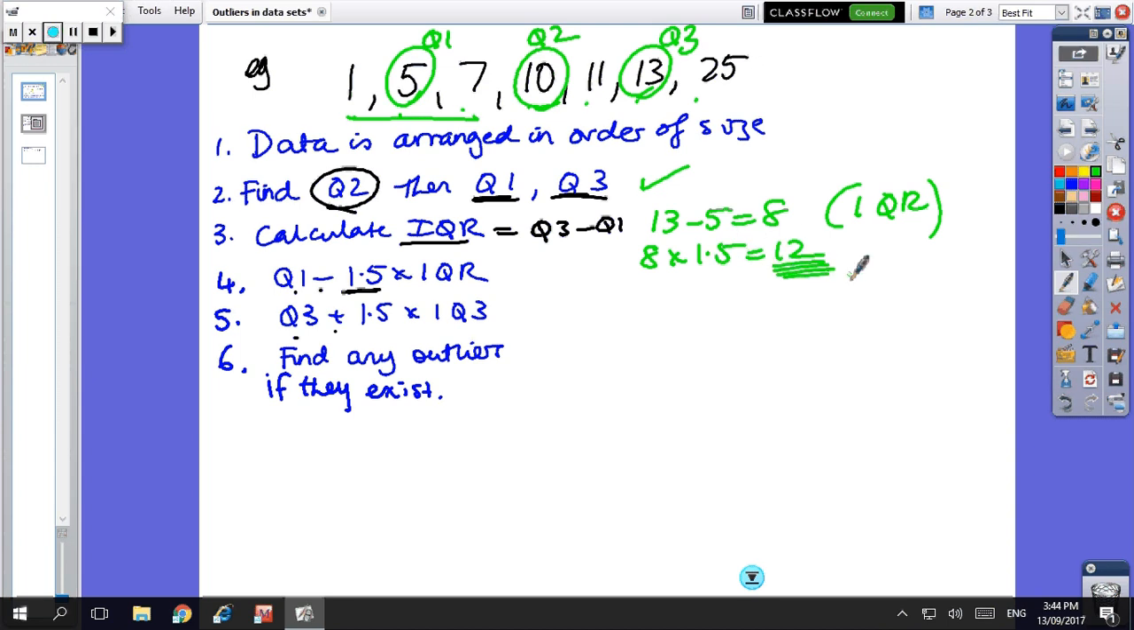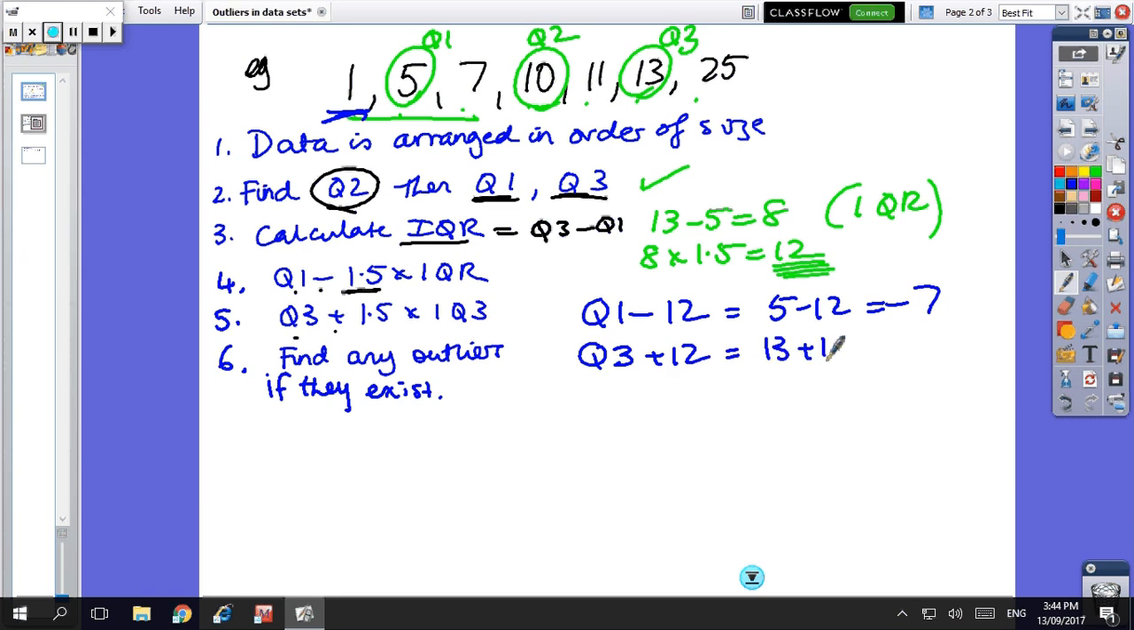So Q1 minus 12 equals 5 minus 12 equals negative 7, and there are no numbers less than negative 7. So there's nothing on the left-hand side, and we'll check the top side. Q3 plus 12 equals 13 plus 12, so 25. Even though it looks like it's way out of step, it's still okay. That means we can use all the numbers in representing the data.